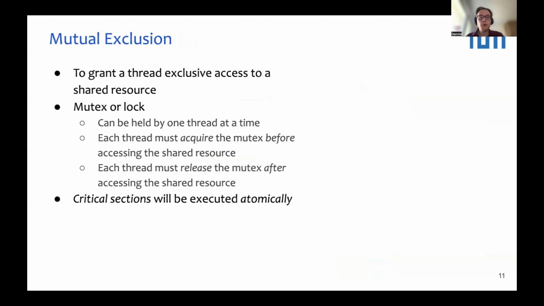So, mutual exclusion grants a thread exclusive access to a shared resource. Generally, the terms mutex or lock are somewhat ambiguous and also vary somewhat between communities. For the purpose of this talk, we consider them identical. So a mutex can be held by one thread at a time, and each thread must acquire the mutex before accessing the shared resource, and then after using the shared resource must release the mutex again.